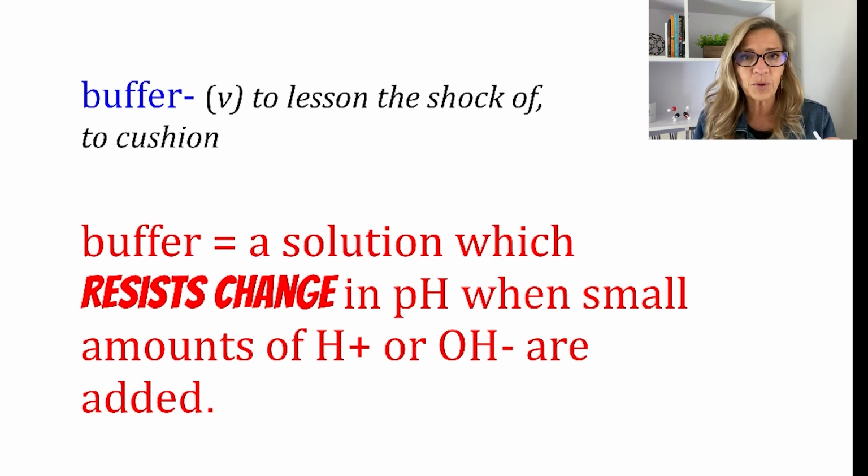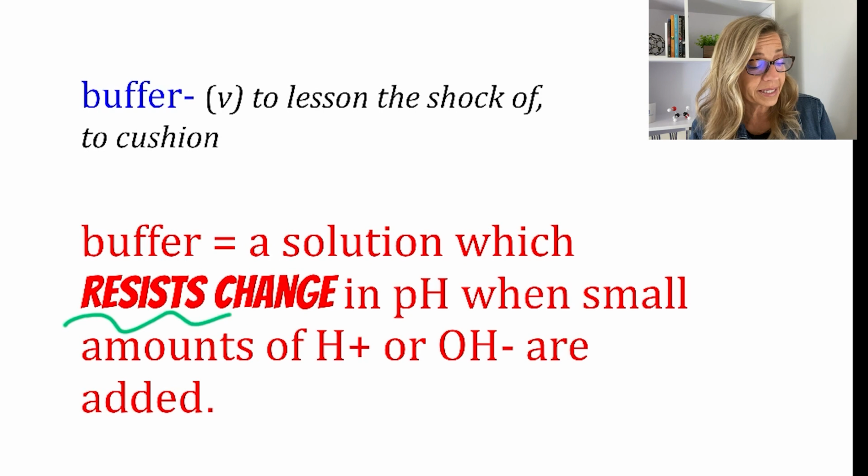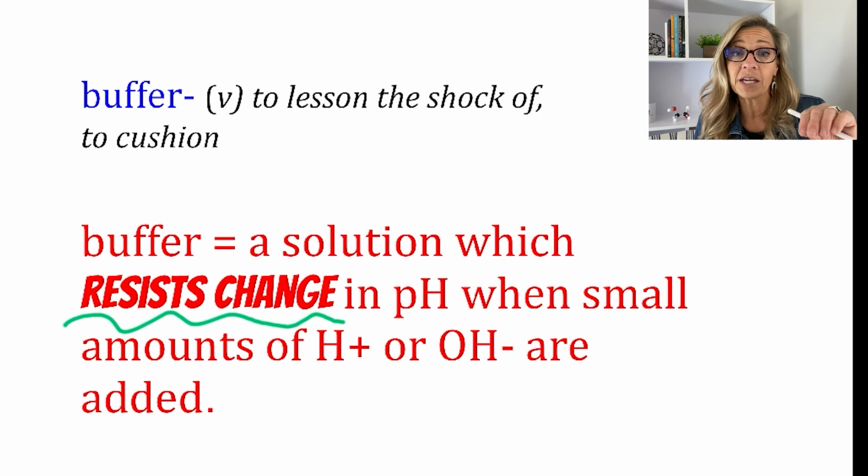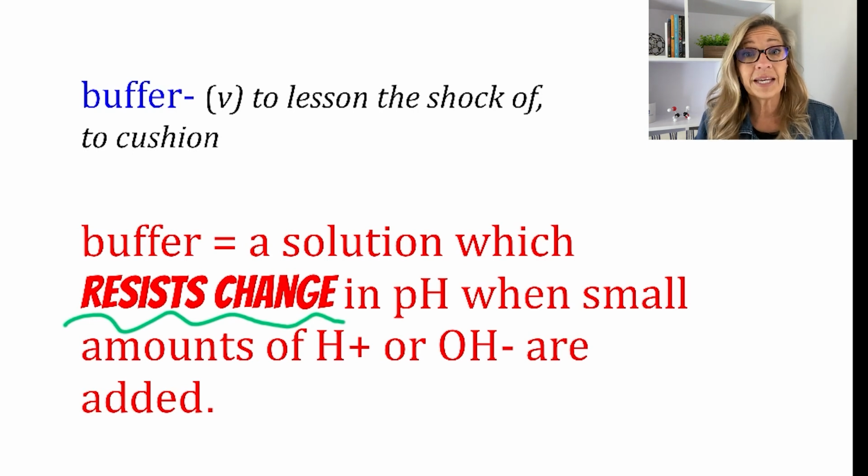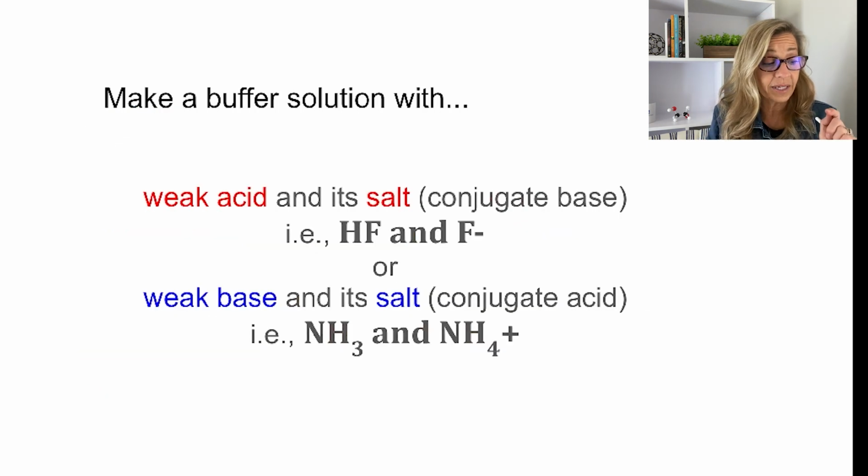So first of all, the word buffer just means to cushion or lessen the blow. So a buffer solution is one that actually resists a change in pH. It'll hold its pH pretty close to what it was when you add either acid or base. Typically, if you add acid, you'd expect pH to drop off. If you add base, you'd expect the pH to go way up. But a buffer solution can stay in a certain pH range with the addition of either. So how does this work?